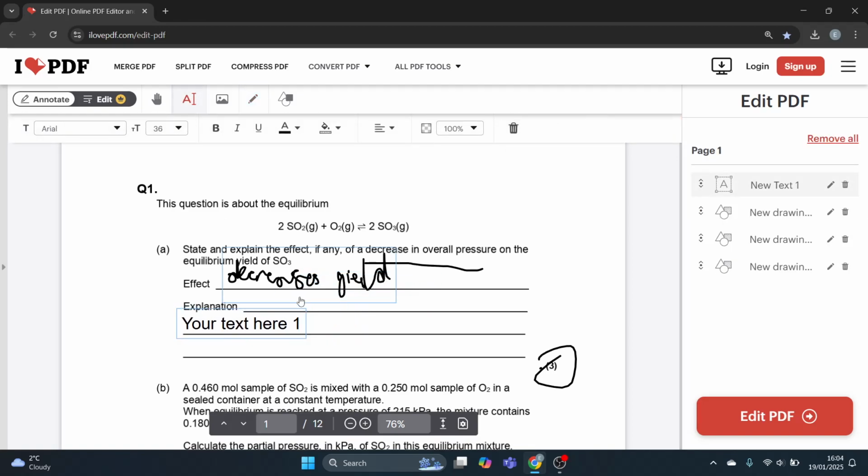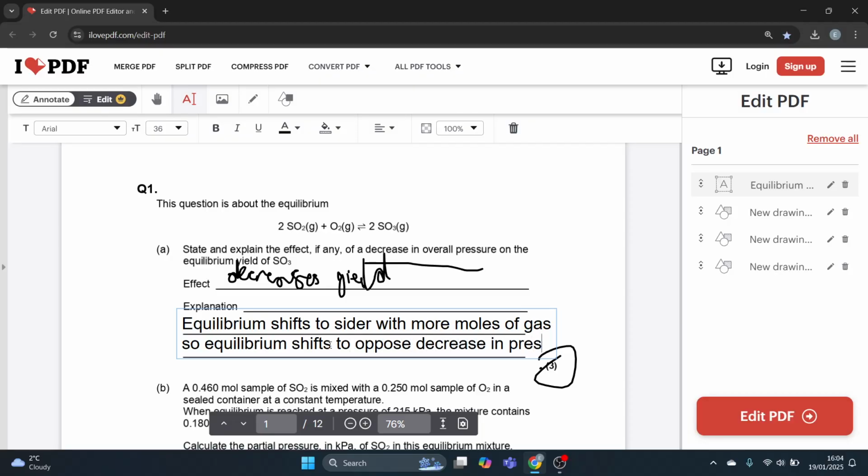These are the type of questions they really like to ask. So, first thing I would say is equilibrium shifts to the side with, in this case, more moles of gas. So equilibrium shifts to oppose the decrease in pressure, aka increasing pressure.